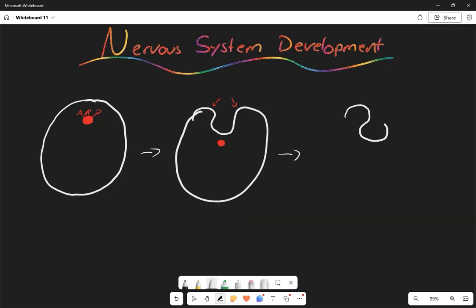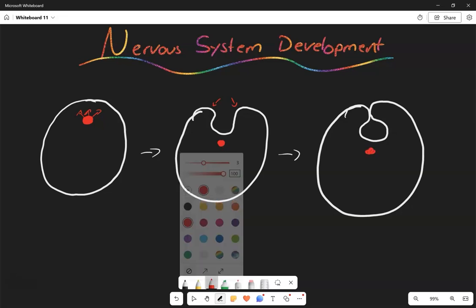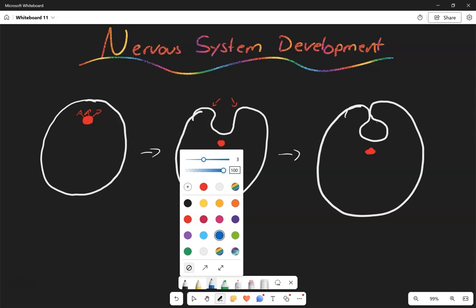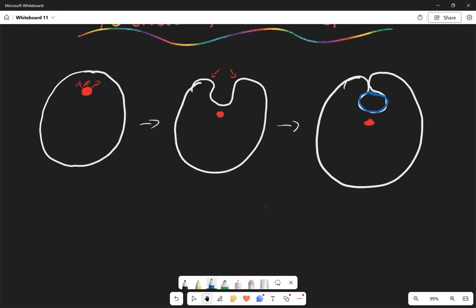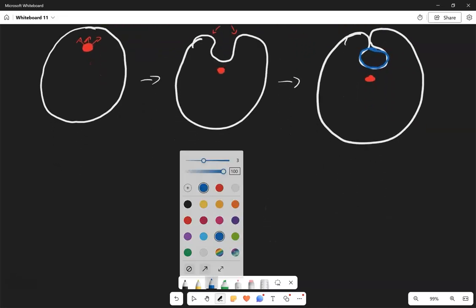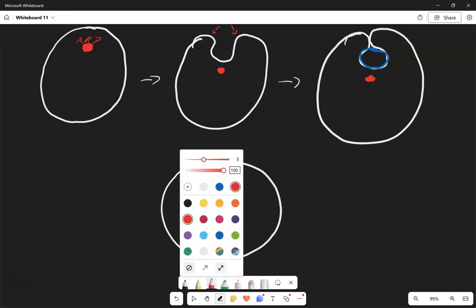cells are going to continue to grow towards one another, like so. And let's go ahead and put our notochord in here. Like so. And this space in the middle, this space here, is going to be called the neural tube. And eventually what's going to happen is that that neural tube will sort of pinch off from the rest of the developing embryo, so you get something like this if we were to look in cross-section.